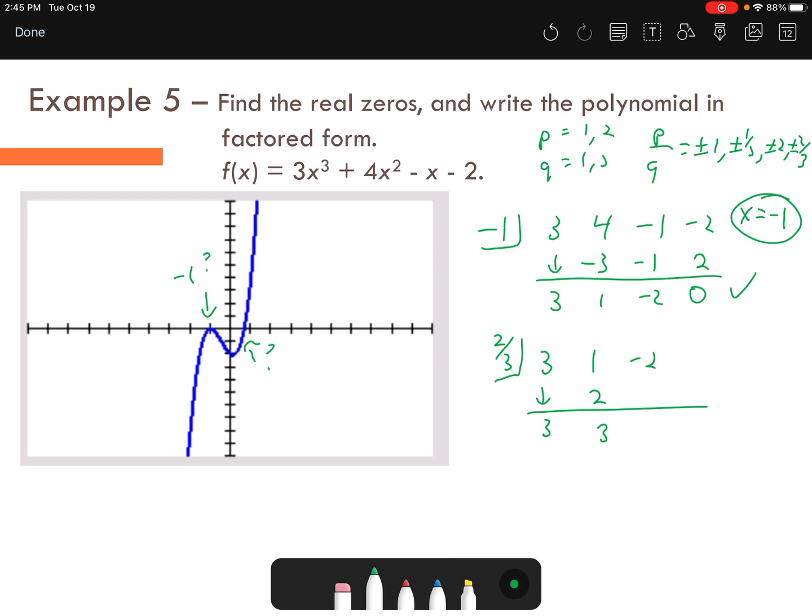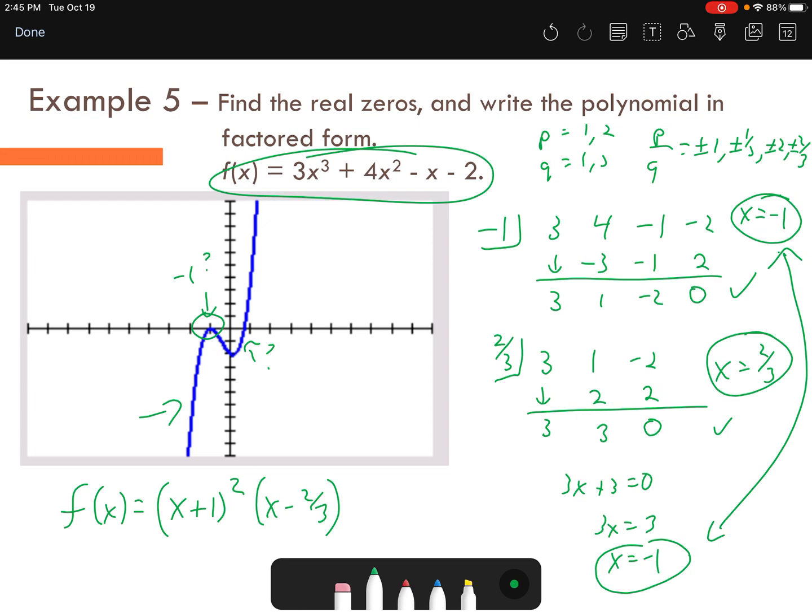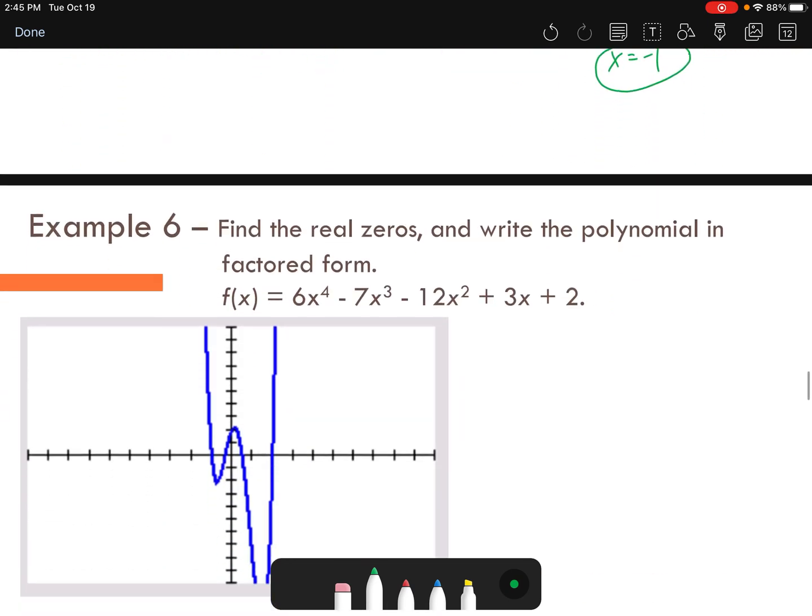2/3 of 3 is 2. That's 3. 2/3 of 3 is 2. Looks like 2/3 is a 0, but look now closely, guys. If you look close, I know 3x plus 3 equals 0, and I know 3x equal -3 and x equal -1. That makes perfect sense. We got a multiple 0 right here, and we should have right there. So if we're going to write our factors, we'd have x plus 1 quantity squared, and x minus 2/3 would give us this graph and that equation.